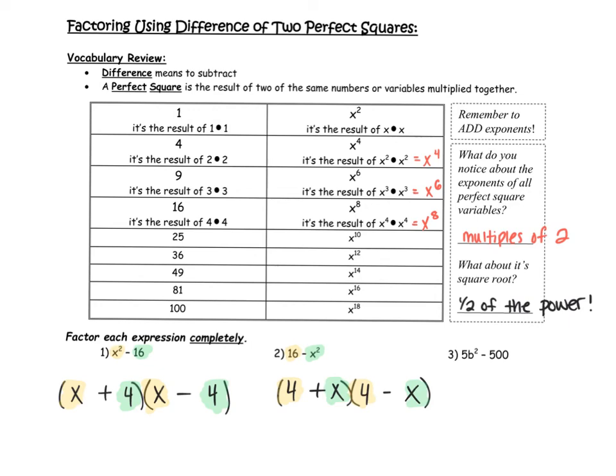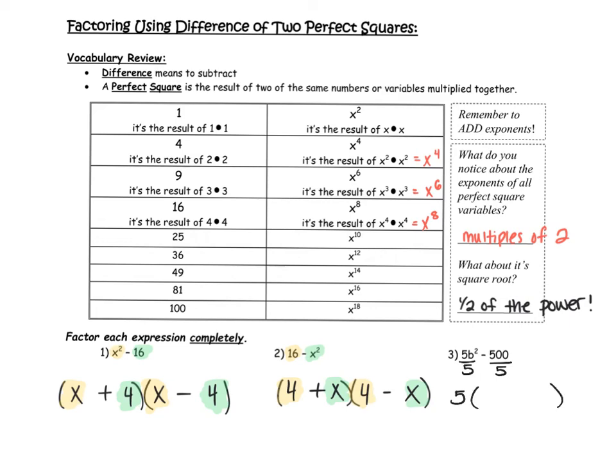All right, awesome. Let's try one more example. Number 3. We have 5b squared minus 500. Now, a lot of you are probably like, well, they're not perfect squares, so how am I supposed to do factoring of difference of two squares? Well, we have to remember, when I ask you to factor something completely, there could be a GCF. So we actually can take out a 5 out of both of these.